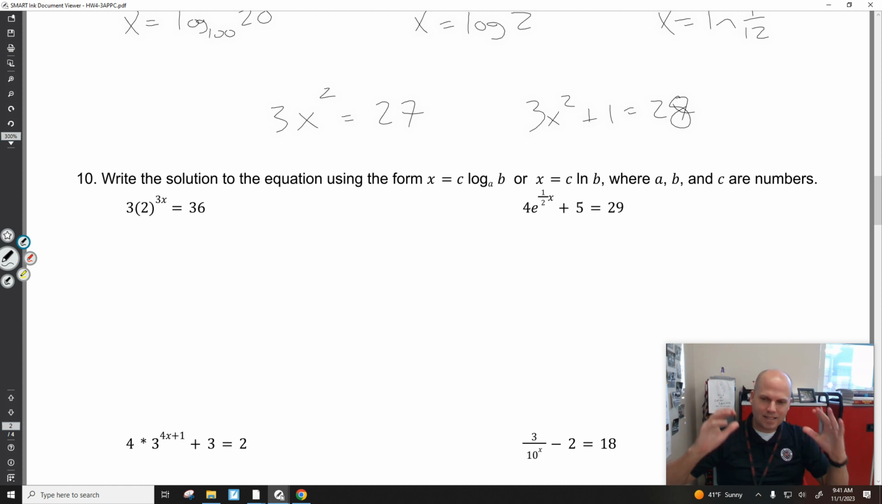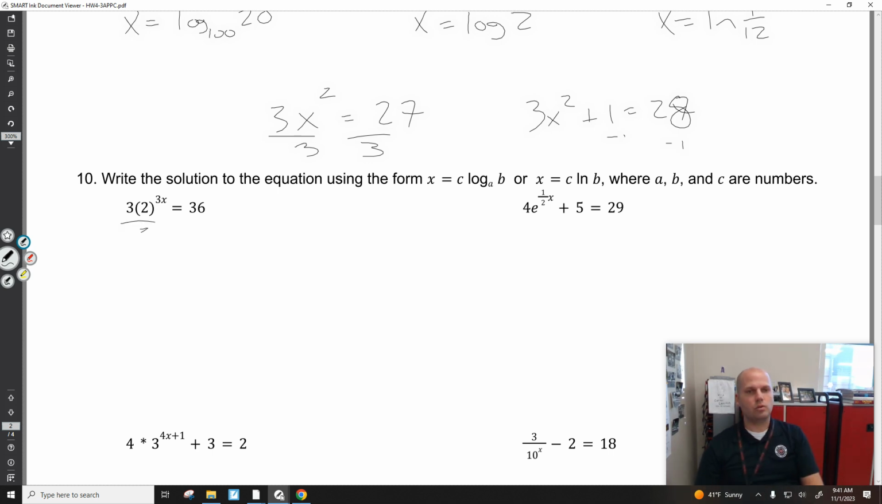We need to isolate the number to the power in this situation, just like we would normal equations, isolating the x squared before square rooting. Divide by 3 first, then square root. Subtract 1, divide by 3, then square root it.